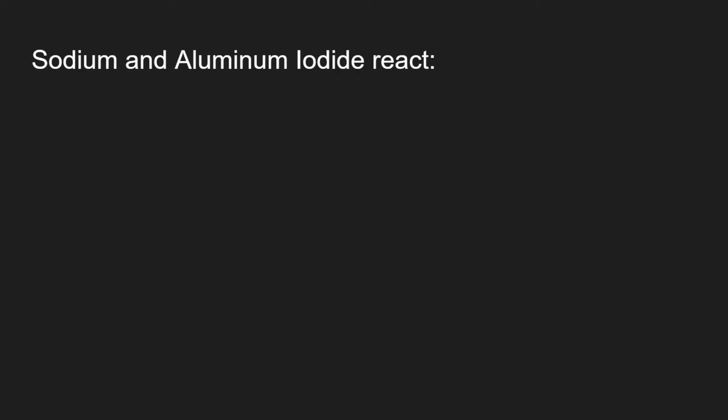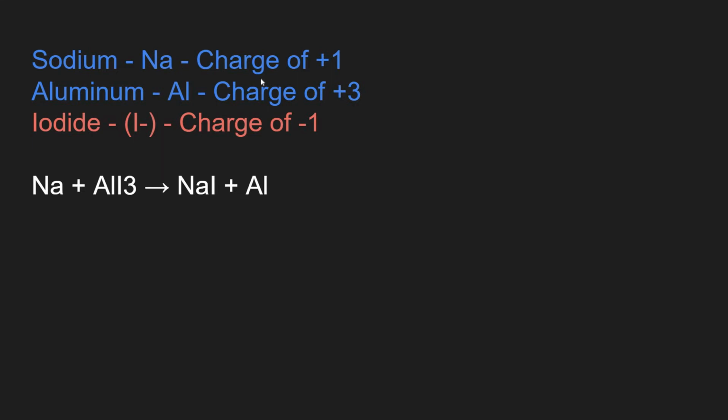So sodium and aluminum iodide react. So this is single replacement. Sodium is Na, and we have aluminum here. That's Al, charge of +3. Iodide, charge of -1. It's important that I mentioned that iodide is I negative, because iodide is very similar to iodine, which is just I. And so for chloride also, which is Cl, you'll see later that I mentioned Cl negative, which is why it's just in parentheses right here, just to distinguish it from the elements that are very similar.